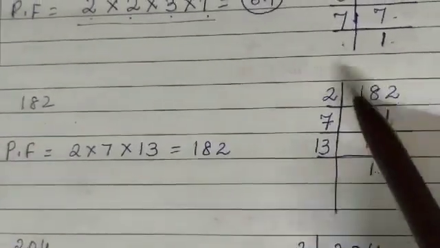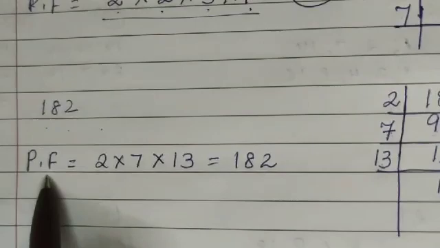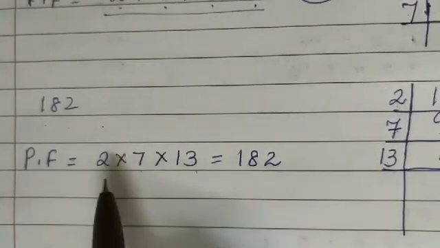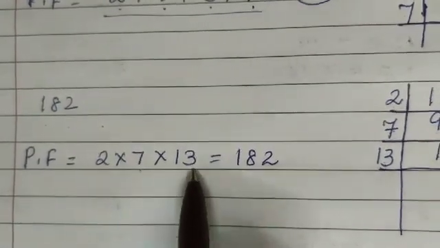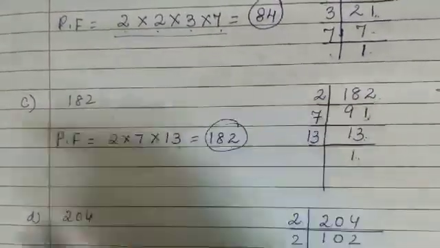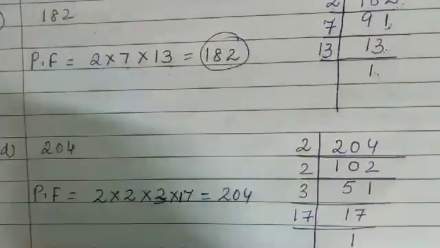Now we have the factors 2, 7, 13. So the prime factors of 182 are 2 multiplied by 7 multiplied by 13. 2 7s are 14. When you multiply 14 by 13, it comes 182. So this is your answer. 2, 7 and 13 are the prime factors of 182.